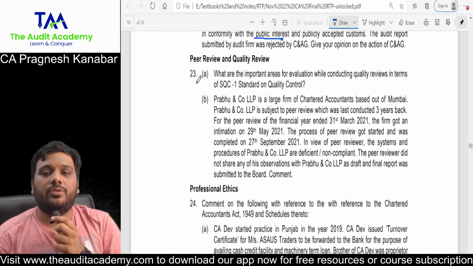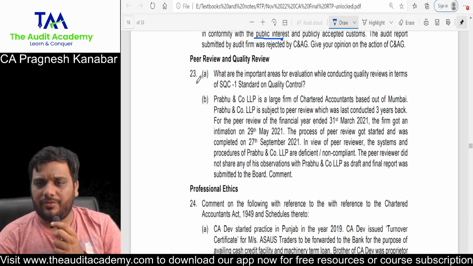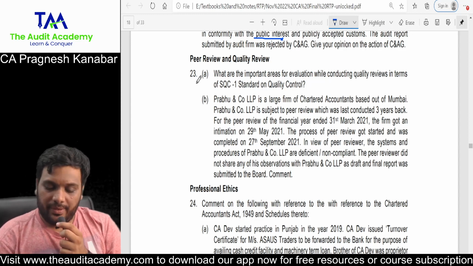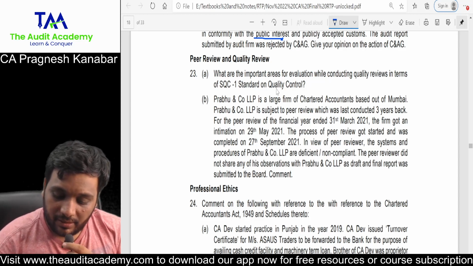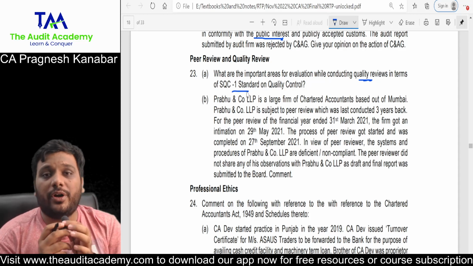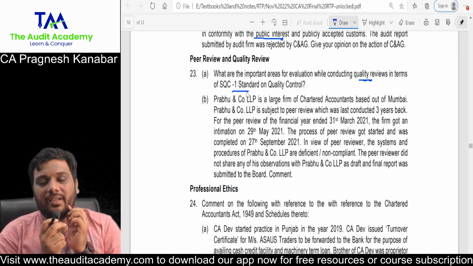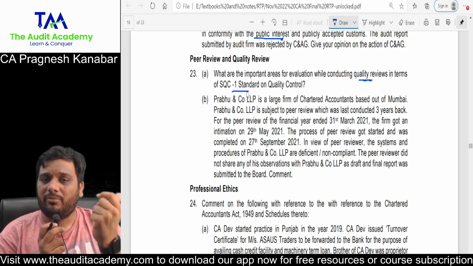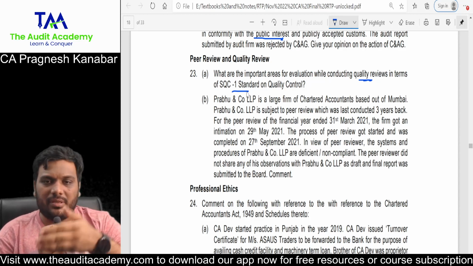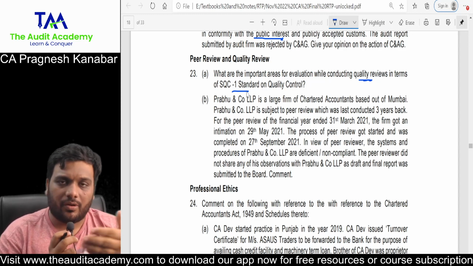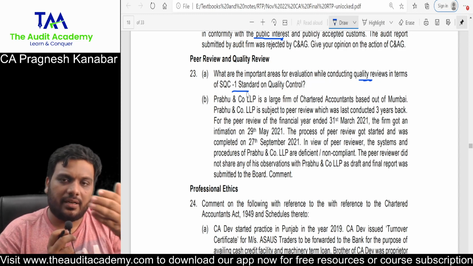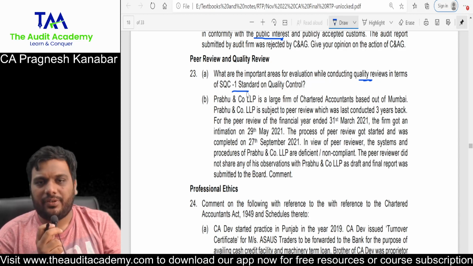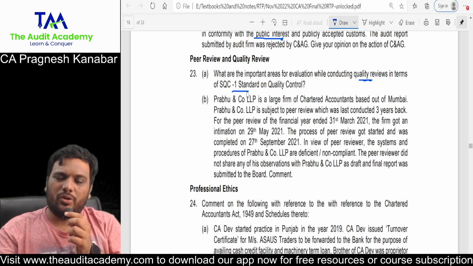Peer review, quality review. There can be lots of good questions from peer review, quality review, although the questions over here are very simple. Question 23A. Now, while conducting quality review, what are the points of SQC1 that will be checked by the technical reviewer? It's a very simple answer where all the points of SQC1 are just given in the form of questionnaire, whether the systems are proper or not, whether documentation has been maintained or not, whether independence procedures are complied or not, and whether this has been done or not. So on the quality review module, that is the first thing that they have given, and it is also one of the module questions.